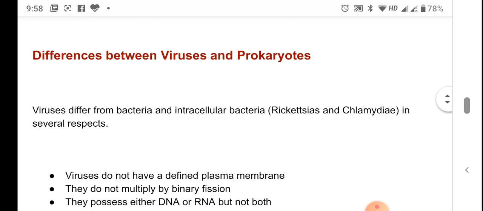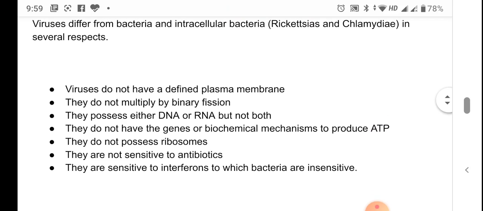Then, differences between viruses and prokaryotes. Viruses do not have a defined plasma membrane, whereas prokaryotes like bacteria have a well-defined plasma membrane. I told you there may be a membranous coat, and that is always derived from the host cell. For certain viruses like HIV, there is a membranous coat around the virus, but that cannot be compared with the plasma membrane of prokaryotes.